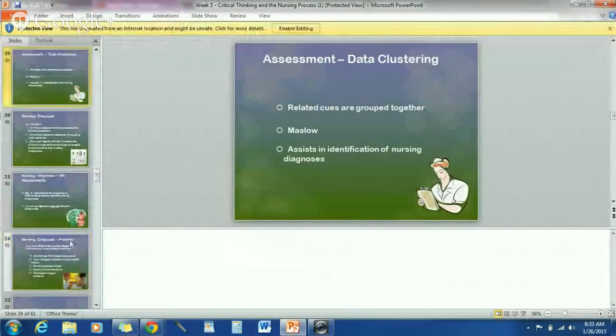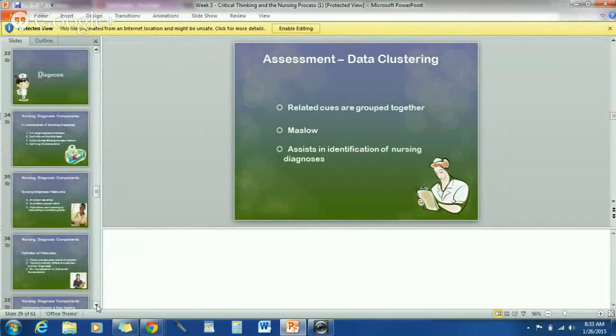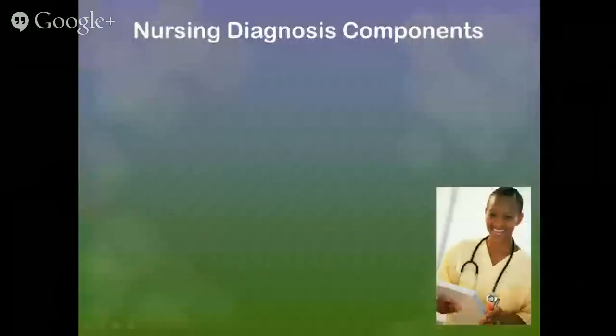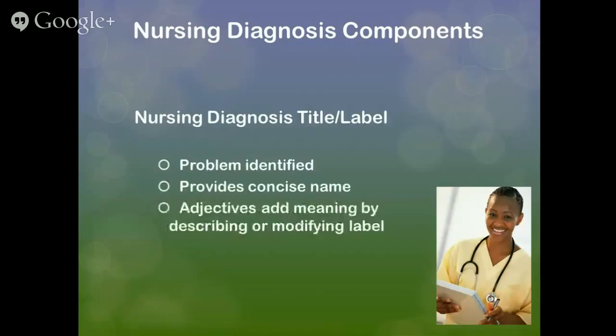So our nursing title, this is where we have identified our problem. We have clustered our data and we have come up with at least one of their main problems. We give it a name, and then if needed, we add any adjectives that will help describe it. An example of that would be the difference between constipation and perceived constipation.